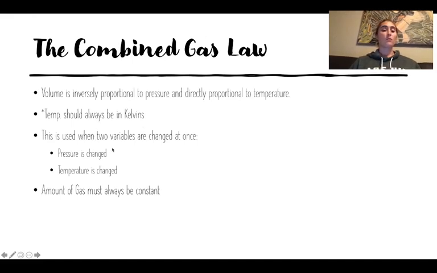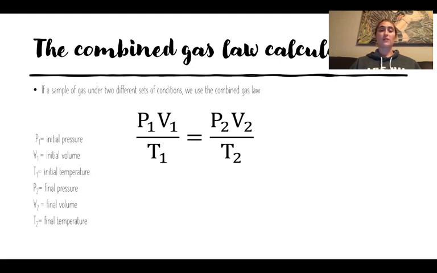And then we use this law when we're changing two variables at once. So when both pressure and temperature are being changed, we use the combined gas law. In our previous examples, only one variable is being manipulated. Here, two variables are being manipulated. And in order for you to use this gas law, the amount of gas must always remain constant. Okay, so here's the equation.